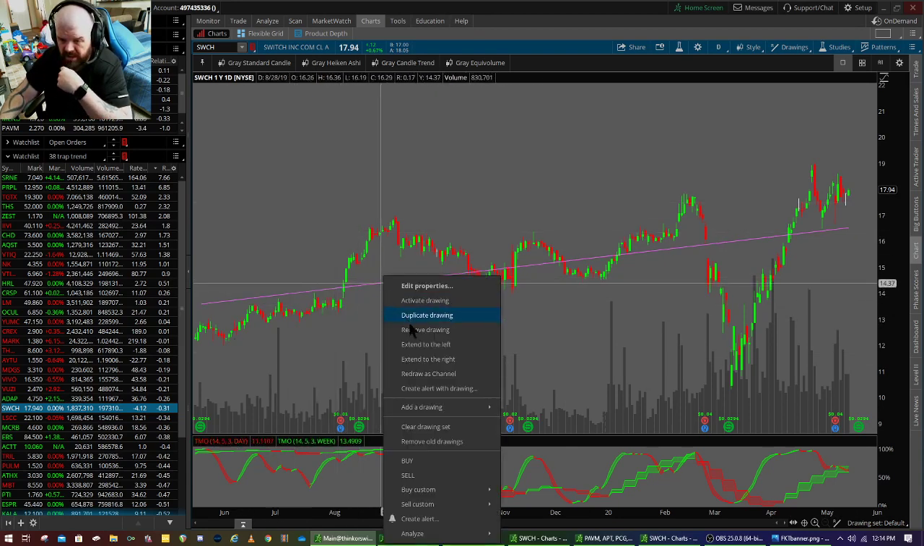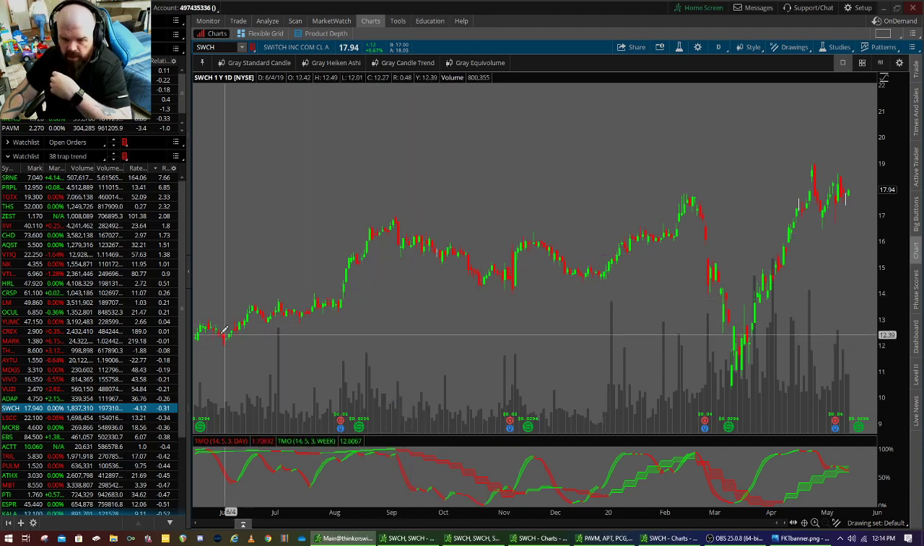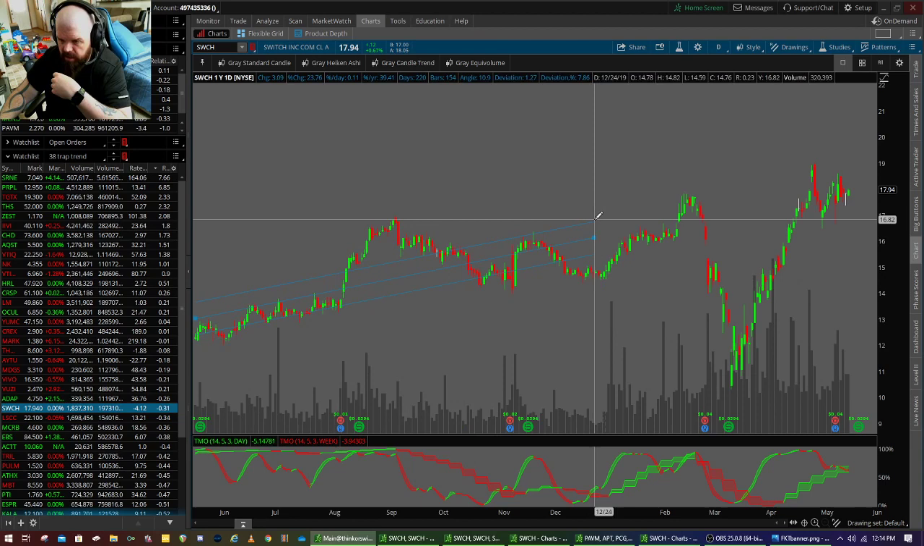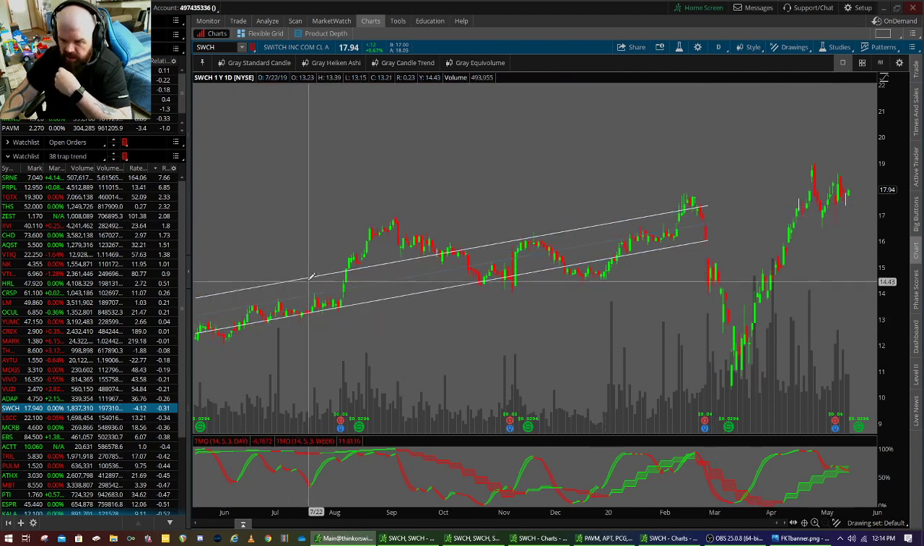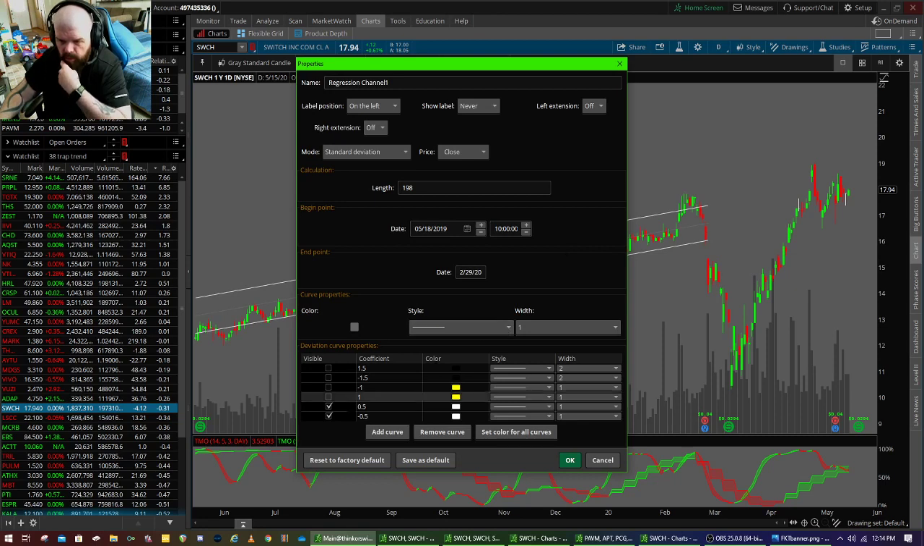Regression channels are the same exact thing. It's just you can define what levels you want. Here's a simple regression channel. It's the same process, but gives me levels of support and resistance at the same time. This gray line is the same thing as the regression line that I just had, but it does standard deviation levels. I think these are 0.5 standard deviations. You can add your 1s and 1.5s.